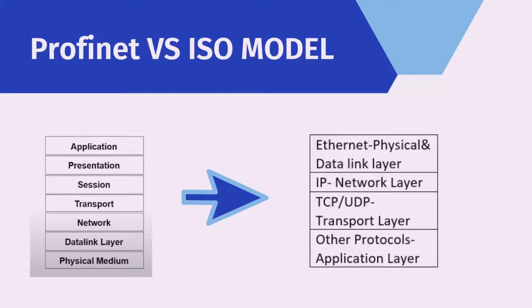And Profinet actually uses those 4 layers, and sometimes not all 4 of them. For example, real-time Profinet skips the network and transport layers, and that makes the response much faster than the standard TCP/IP model.